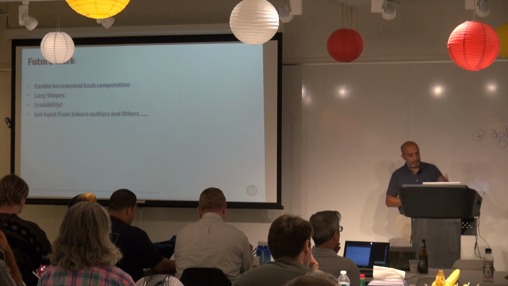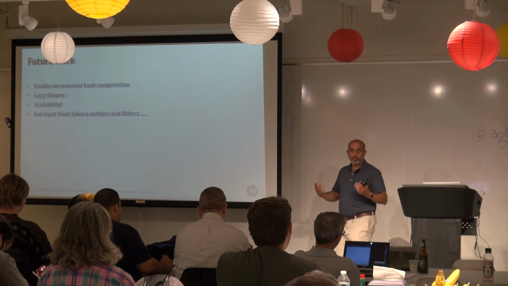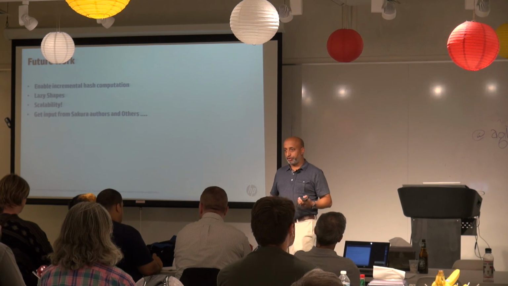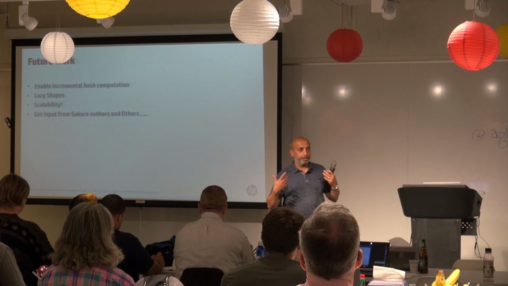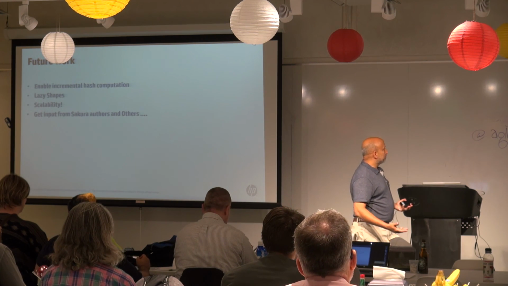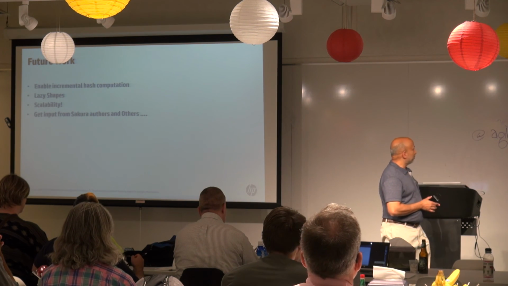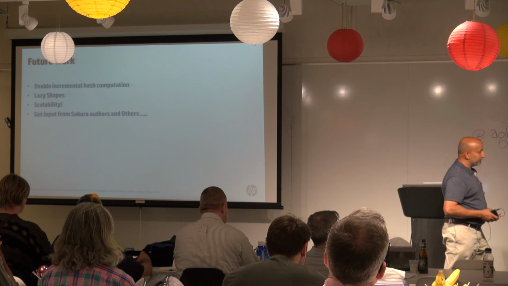The future work is I need to enable incremental hash computation. Say, suppose you are trying to use this for GitHub, and you want to store the intermediate hashes, the shapes, and stuff in some nice way. How do you organize the storage and plumbing around the whole thing? Lazy shapes is something I'm working on.